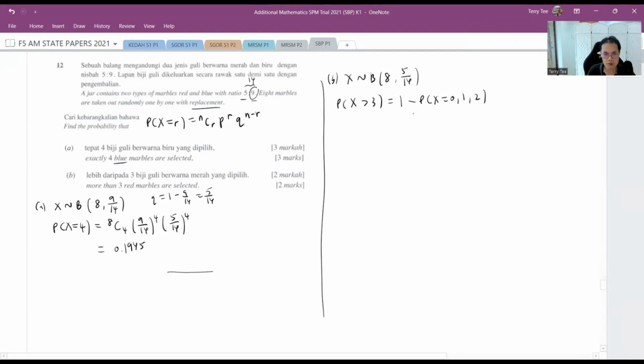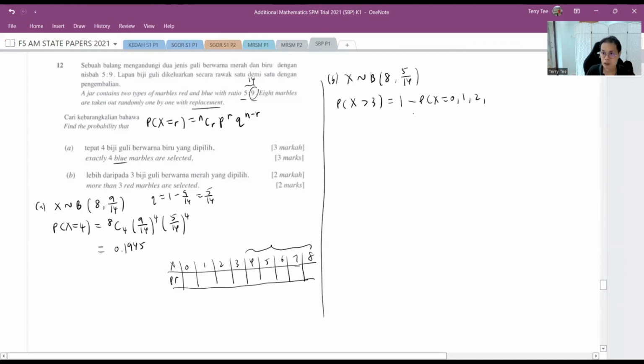Well, if you're not sure, I can just show you here. This is your X, this is your P. You got 0, 1, 2, 3, 4, 5, 6, 7, 8. More than 3, you are referring to this. If you want, you can count one by one, but it's very slow, right? You got to count 5 values. So, well, okay, I forgot one thing. More than 3 means I can do 1 minus 0, 1, 2, 3. Yeah, because the total probability is 1.